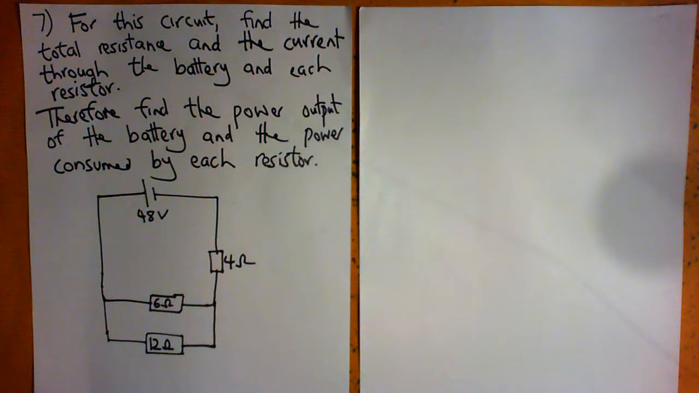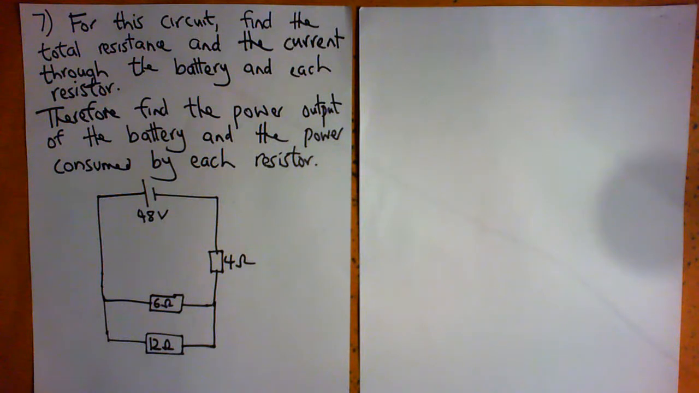For this circuit, find the total resistance and the current through the battery and each resistor. Therefore find the power output of the battery and the power consumed by each resistor. So in this circuit we have a 48 volt battery, we have a 6 ohm and a 12 ohm resistor in parallel with each other, but in series with that is a 4 ohm resistor.